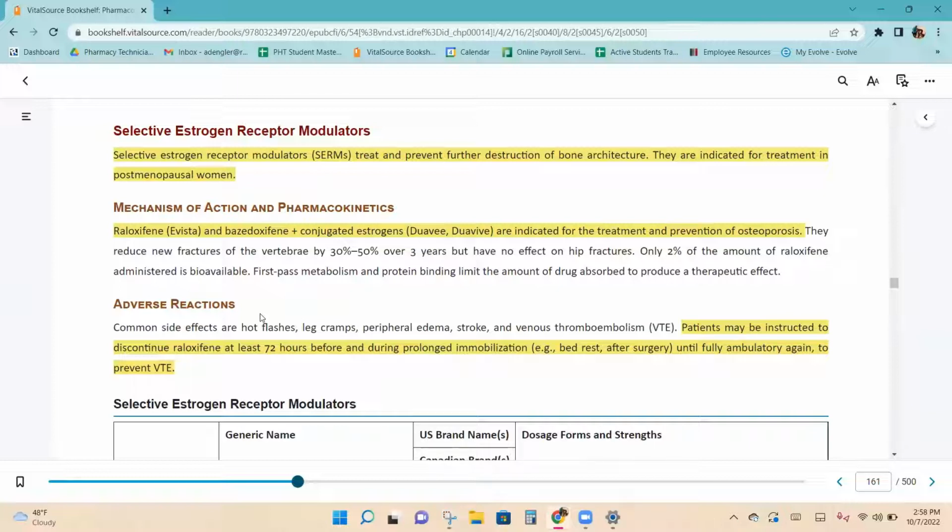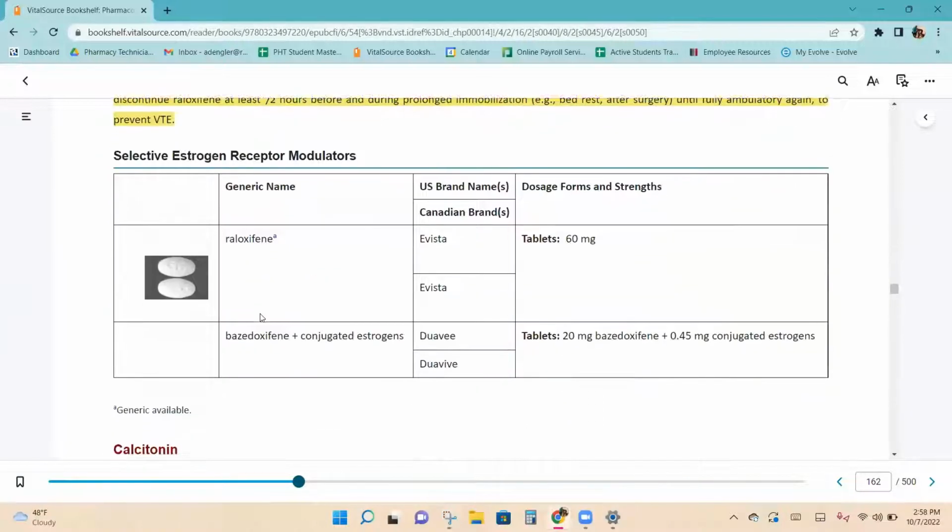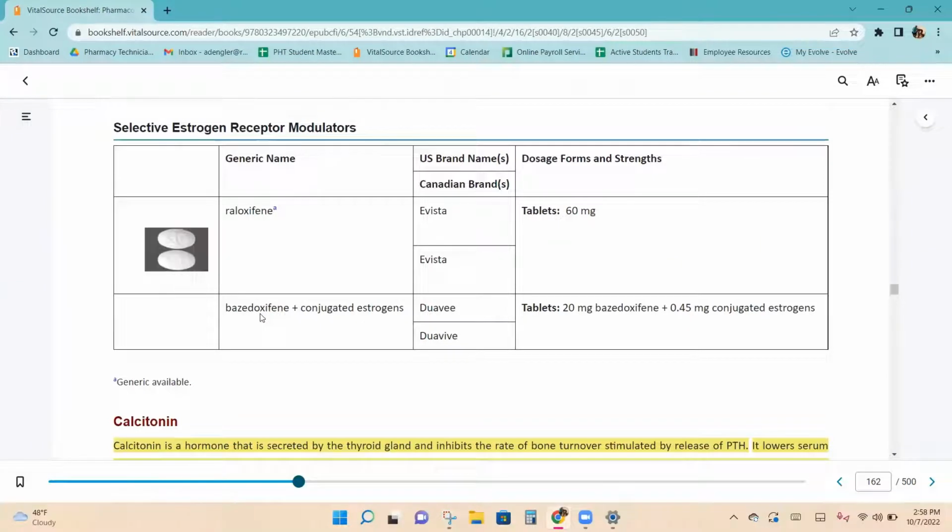Patients can be instructed to discontinue raloxifene at least 72 hours before and during prolonged immobilization, like bed rest after surgery, until fully ambulatory again to prevent VTE, venous thromboembolism. So we have Evista, and then we have the Duavee.